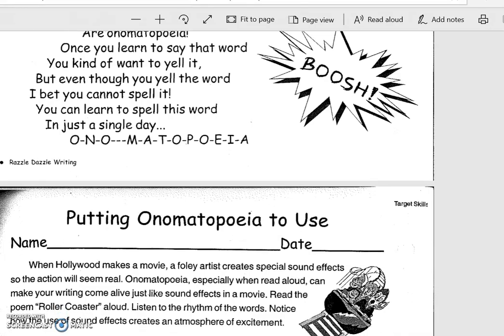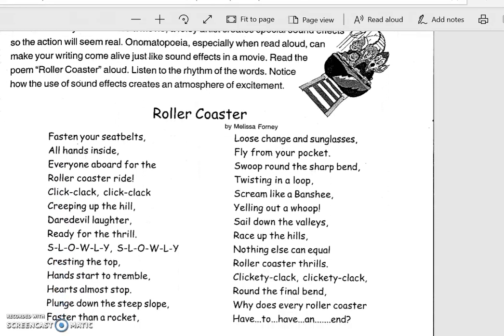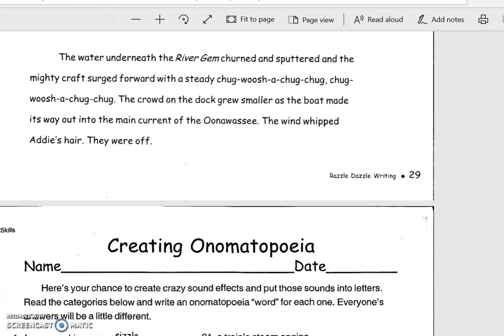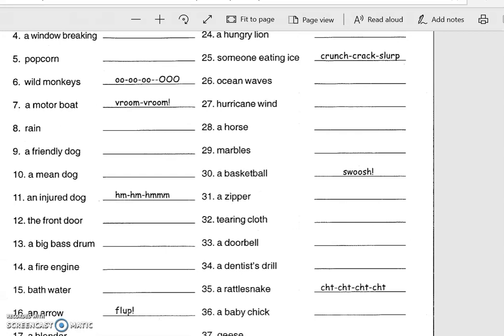And the rest of the practice is on the last 2 pages where you search for onomatopoeia words and then you make up your own. And make sure to save it or write it down because you're going to be giving some examples in a discussion later in the module.